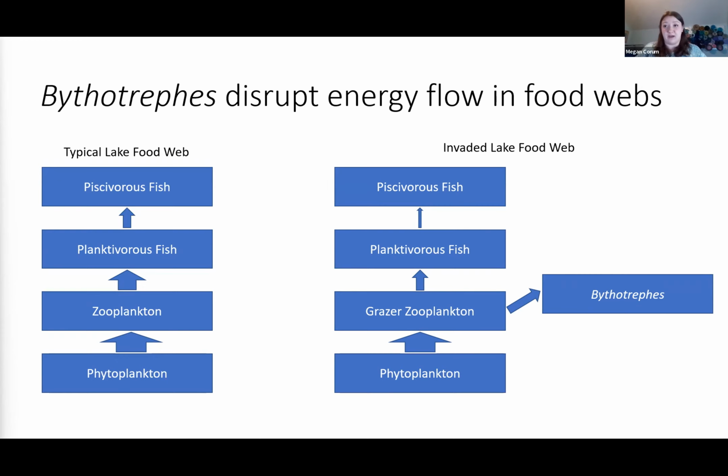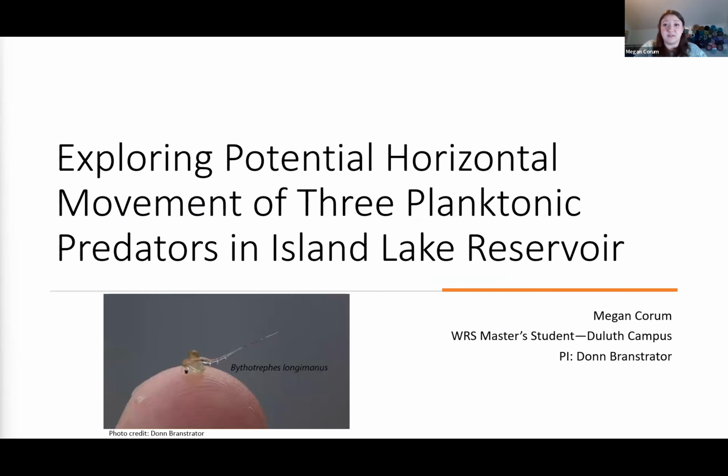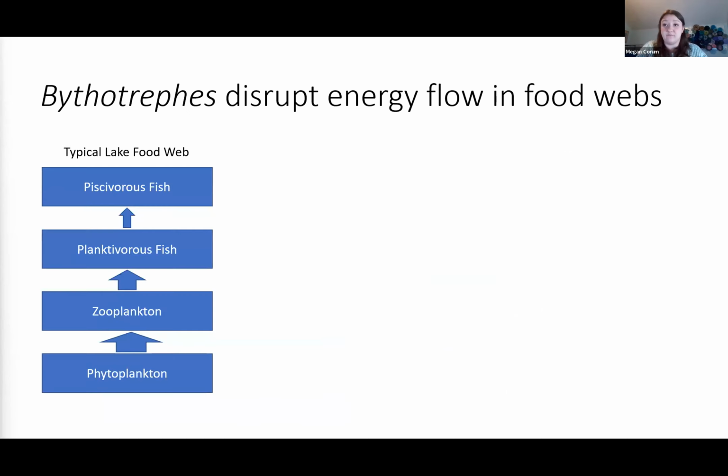Because of that, a lot of energy is going into Bythotrephes, into these predatory zooplankton, but not a lot comes out. If you look at this picture, you can see that she has a big caudal spine, the spike on the end of her, and that is not good for fish.